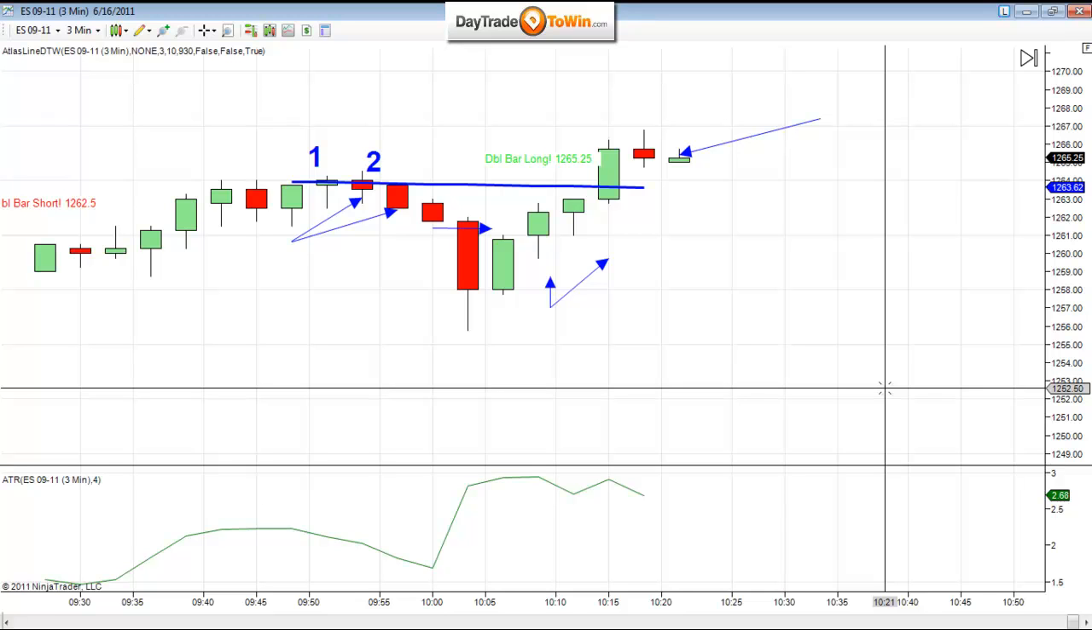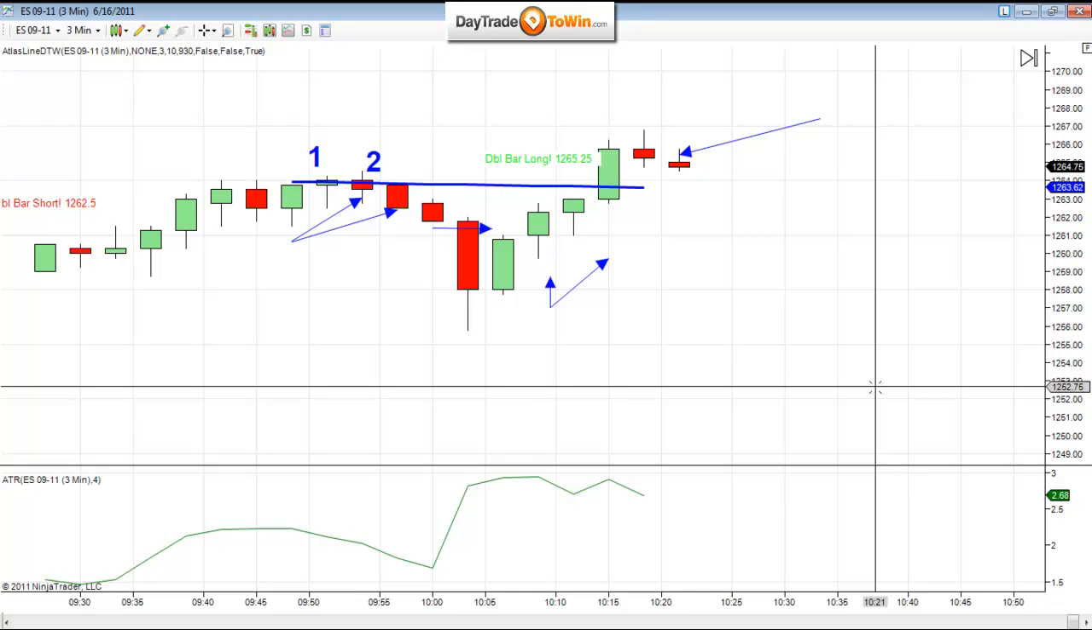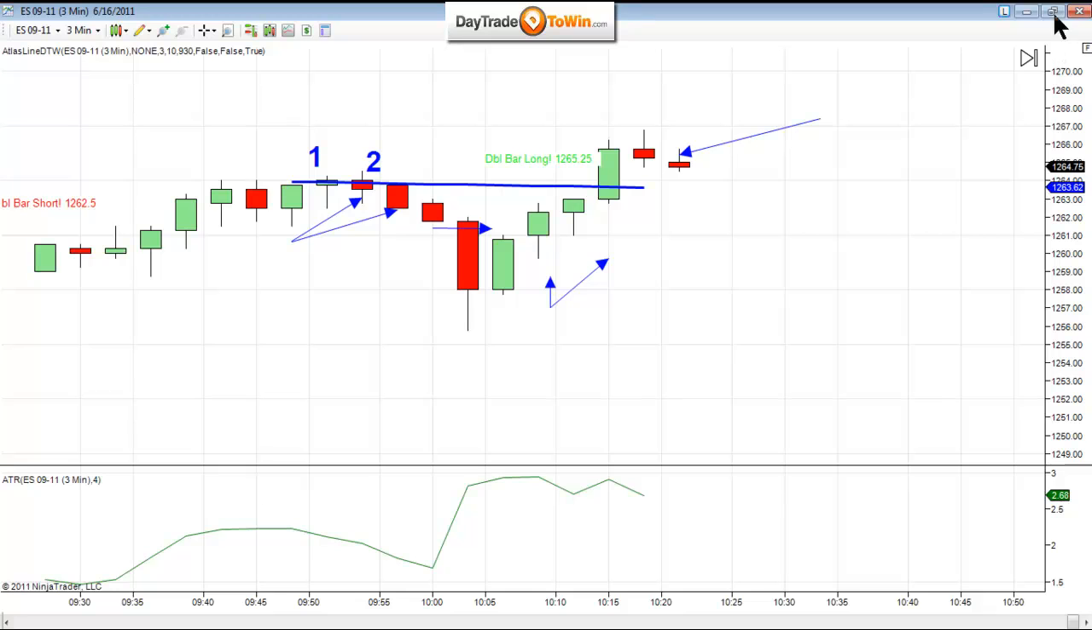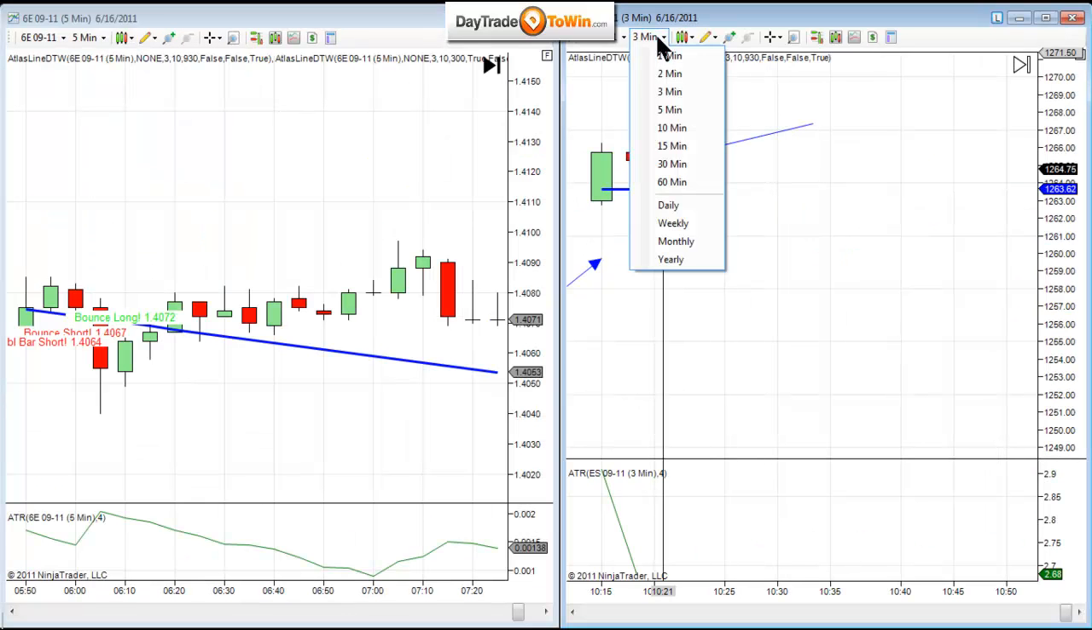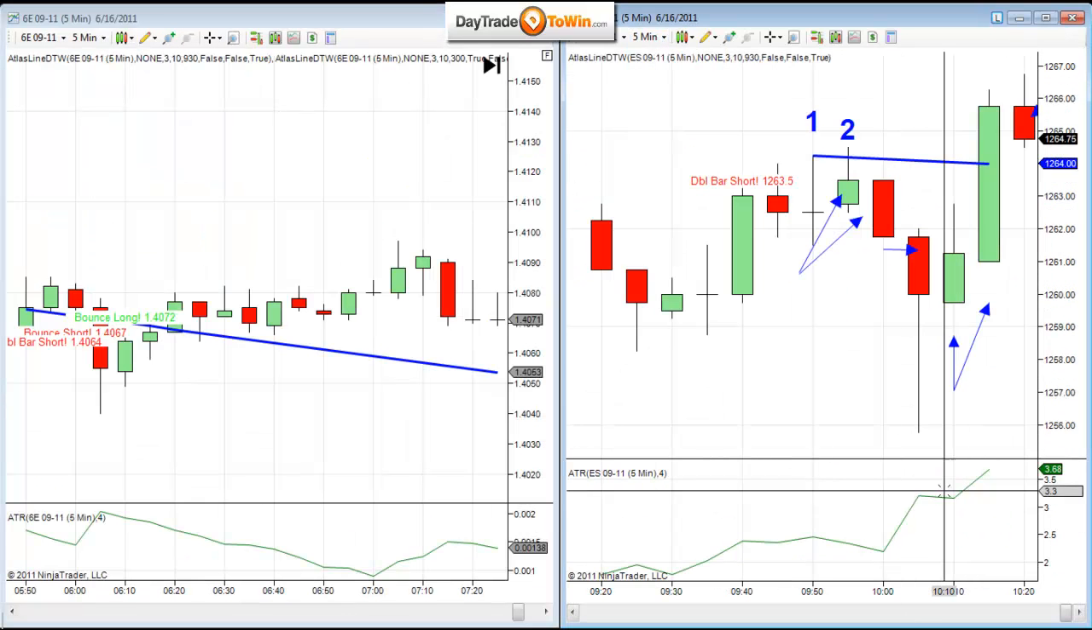Sanjay says here, we have a lot of long signals. Do we have to take them all? No. My preference is a double bar long or double bar short. And then I like the bounce trades. All right, Sanjay, in the euro currency. Let's take a look at the euro here. Put this on a 5-minute.